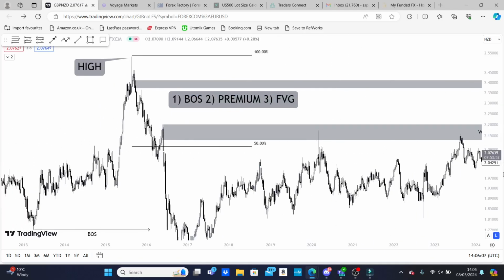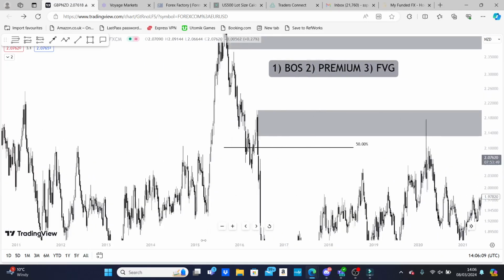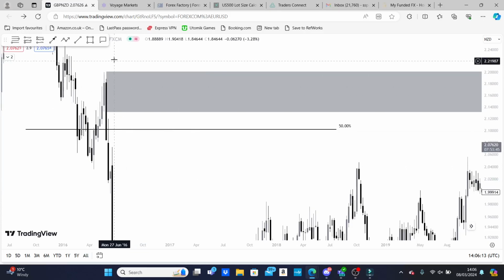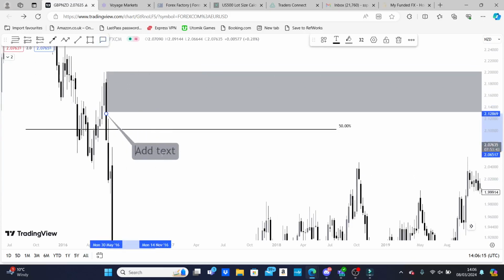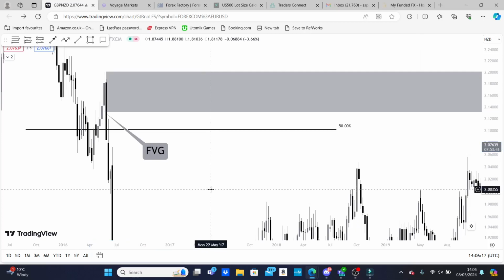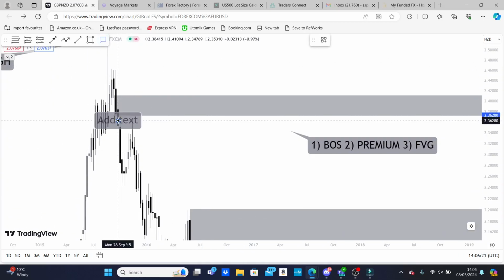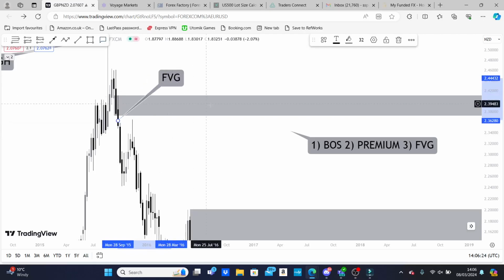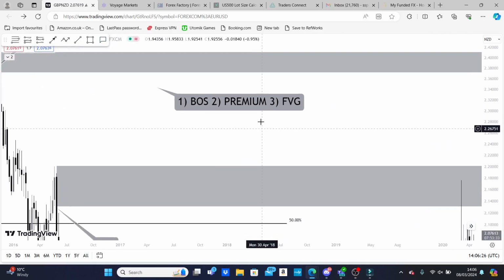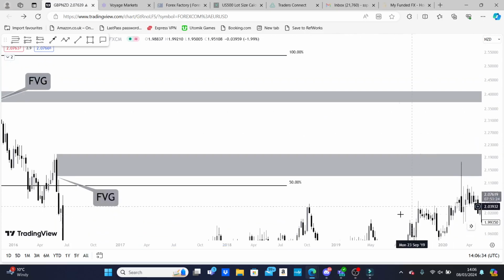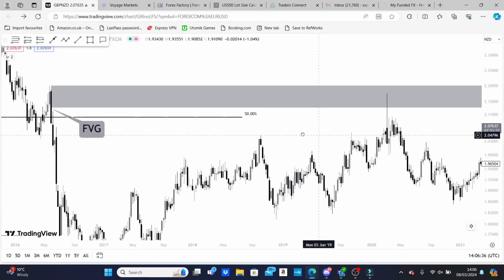So a fair value gap in price is essentially where we have an imbalance between supply and demand, or an imbalance in orders. So we have a fair value gap just over here. This is a fair value gap in price, and we have a fair value gap all the way up here, also a fair value gap. Okay, so these are our three rules when it comes to identifying a POI. It must break structure, it must be priced correctly, in this case the premium, and it must leave a fair value gap. Now, with that being said, how can we apply these concepts to GBPNZD?